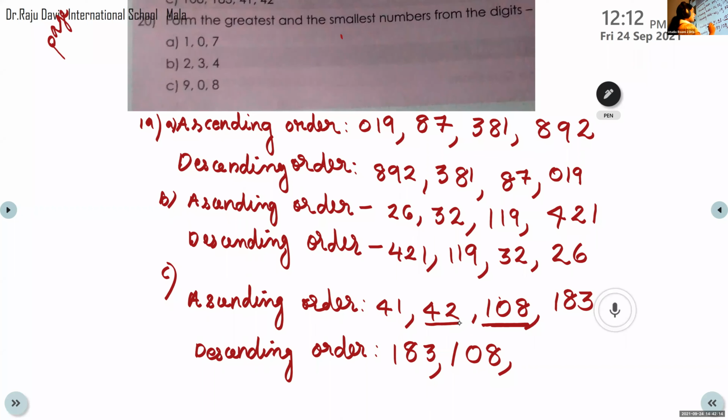Then after that, what is written here? Reverse order. We have to write the opposite order of ascending. So here what is written? 42. It's a two-digit number. No hundreds, please. 42. After that, 41. Yes. Now the smallest one is 41. This is the descending order, biggest to smallest. Here 183 is the biggest and 41 is the smallest.